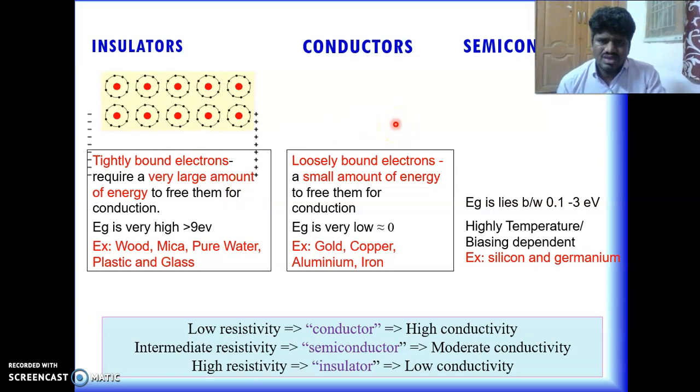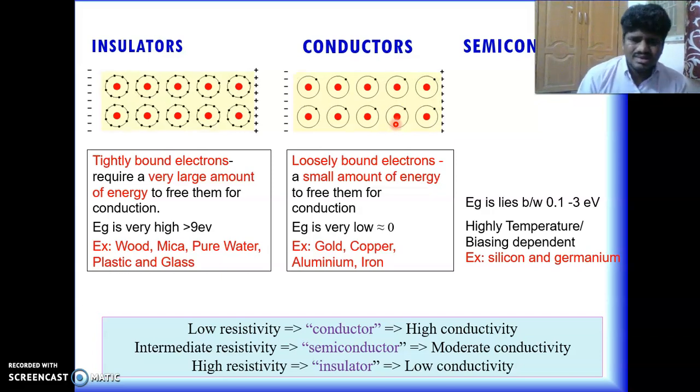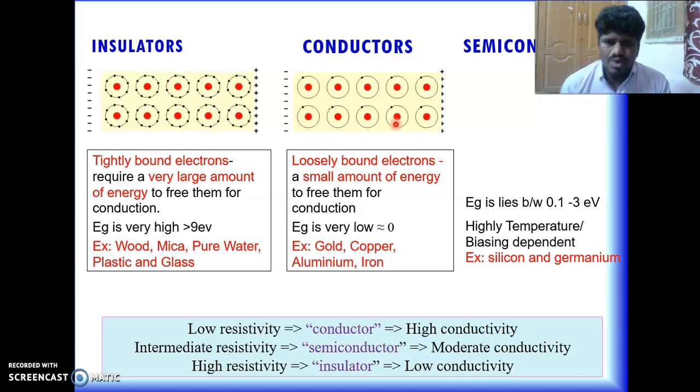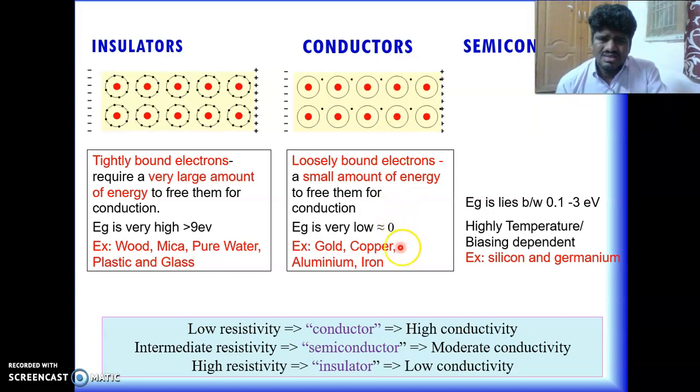When it comes to conductors, they have a large number of valence electrons, and these valence electrons are loosely bound, with an energy gap of around 0 electron volts. Examples are gold, copper, aluminum, iron. So it requires very little energy to free the electrons, and these electrons are responsible for electrical conduction in conductors or metals. You can see this in the animation.